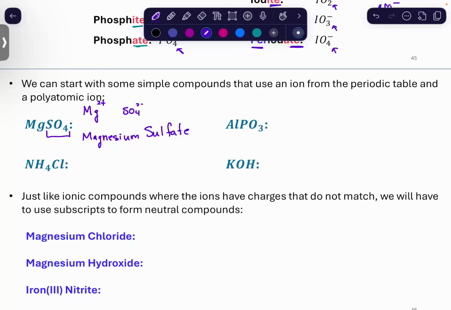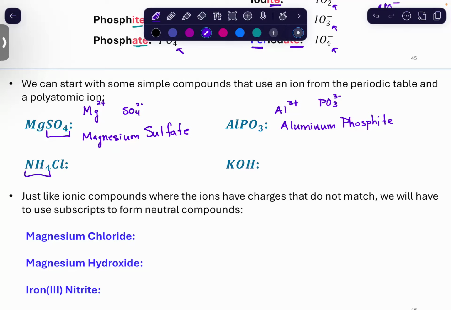So if you look here, AlPO3. Okay, well, I remember aluminum is going to be a common charge ion at a +3. PO3, that's phosphite at a 3 minus. So again, +3 and -3, they're going to go together in a 1-to-1 ratio. And I'm going to end up with aluminum phosphite.